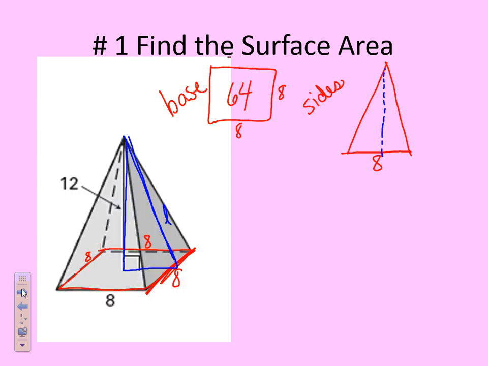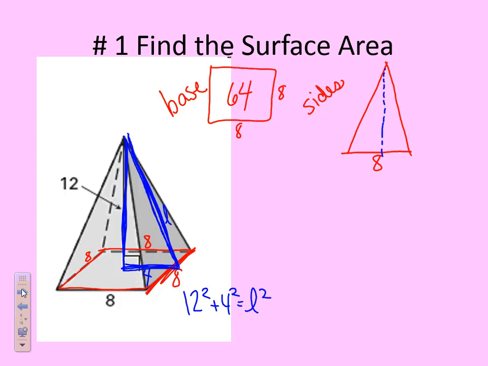Think about how long this piece down here would be. That would just be 4, right? Because it's half of 8. And I have a 12 going straight up and down. And I could use the Pythagorean theorem to find this slant height, which would tell me the height of those triangles. So here's my setup. I'd go 12 squared plus 4 squared would be the slant height squared.